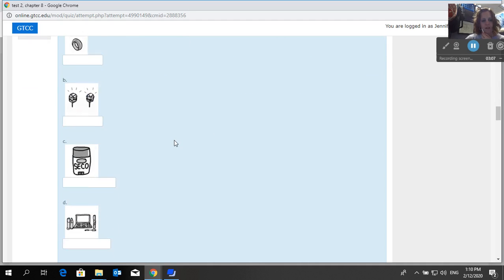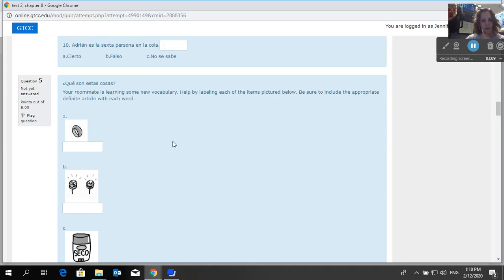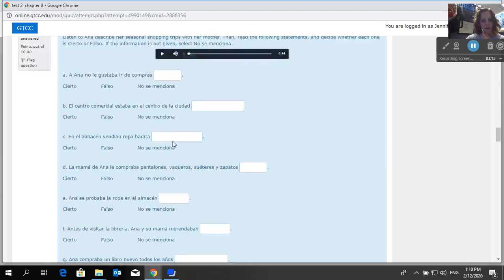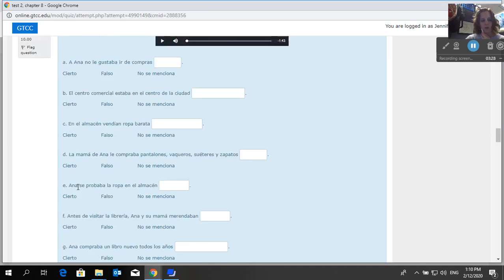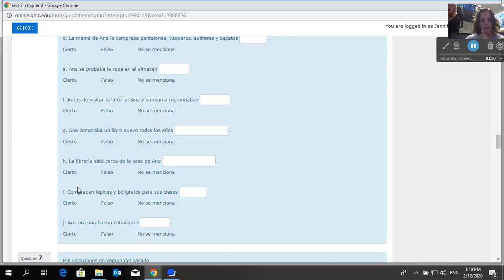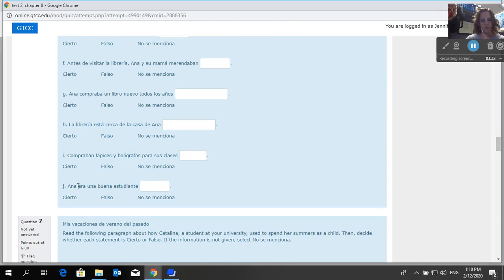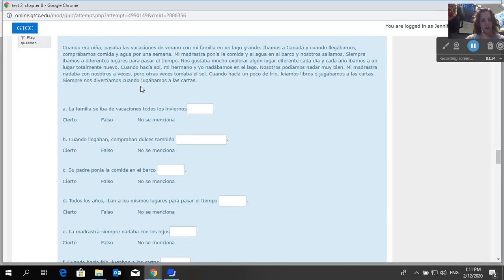Alright, then identify the items pictured here, and again, be sure to include the definite article with each word. Here it says, listen to Anna describe her seasonal shopping trips with her mother, then read the following statements and decide whether each one is cierto or falso. So you'll listen to her shopping trip, and then you'll decide if the statements below are true, false, or are not mentioned, and that's what you'll write in the blank. It's either cierto, falso, or no se menciona.